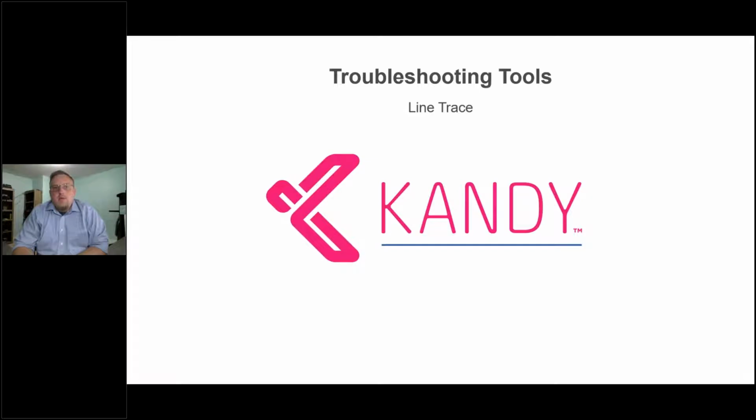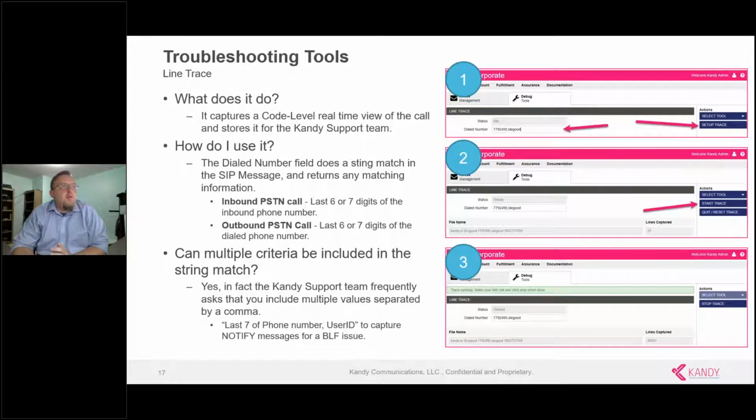All right, so the first tool that we're going to look at is the line trace. We've talked briefly about this. Essentially, what this does is it runs a line trace on the back end and gives the Kandy support team the ability to not only see the call, but also a code level view of what's going on in that call. So it's not a file that you would necessarily be able to see, but it does help our support team, and it is something that they are going to request.